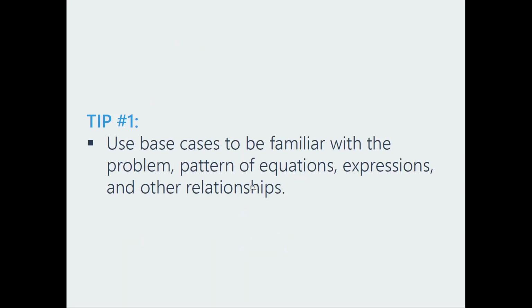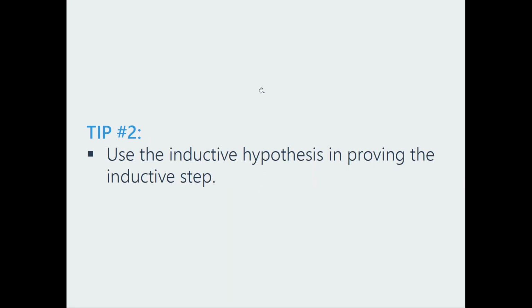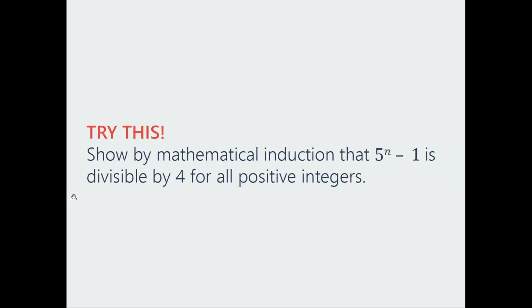So some tips. Tip number 1, use base cases to be familiar with the problem, pattern of equations, expressions, and other relationships. And the second tip is to use the inductive hypothesis in proving the inductive step. Okay, now try this. Show by mathematical induction that 5 raised to n minus 1 is divisible by 4 for all positive integers. So do it on your own, and then I'll post a video showing the answer.